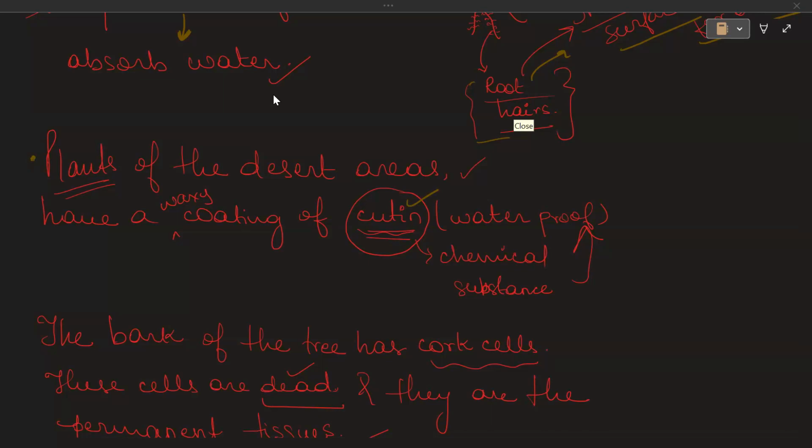Yes, what will be the function? To protect it from, maybe, water going in it. Water loss, actually. It protects from water loss. Oh, okay.